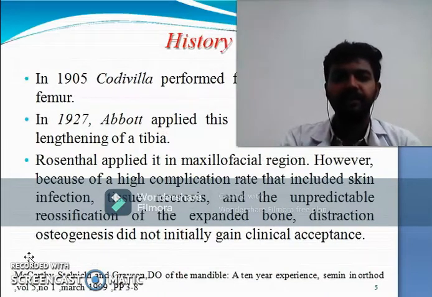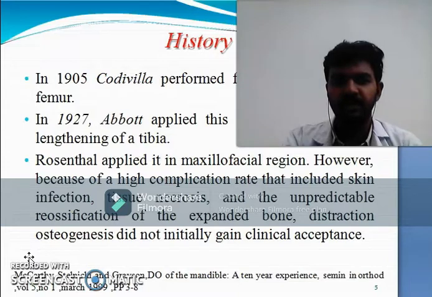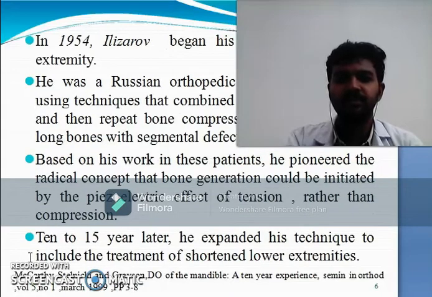In 1905, Codivilla performed the first bone distraction on the femur. In 1927, Putti applied the same concept to the lengthening of the tibia. Rosenthal applied it to the maxillofacial region. However, because of the high complication rate that included skin infection, tissue necrosis, and the unpredictable reossification of the expanded bone, distraction osteogenesis did not initially gain clinical acceptance.